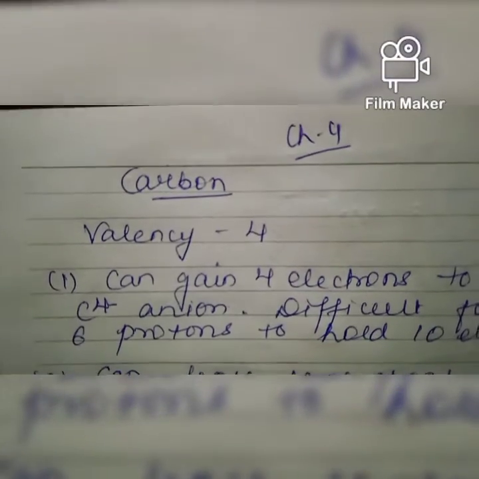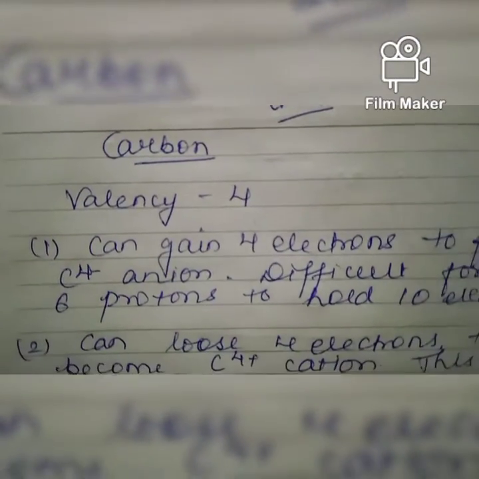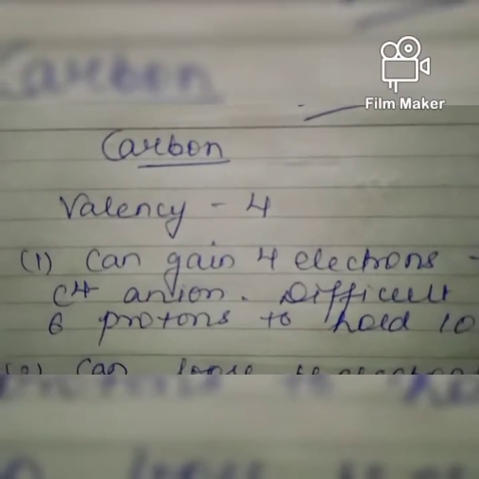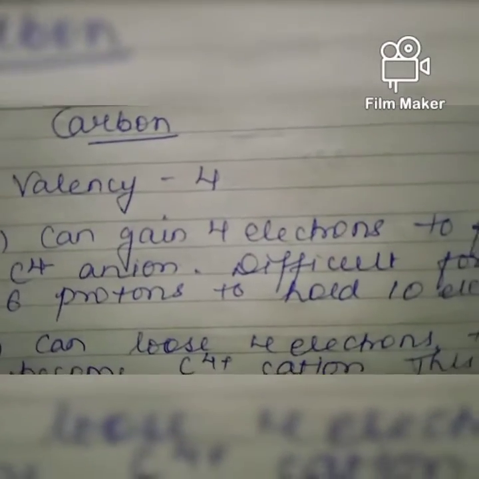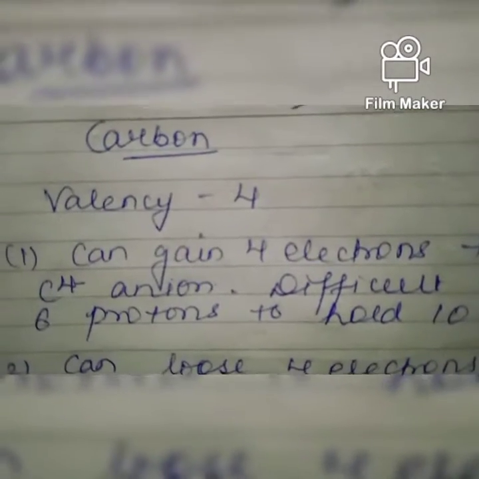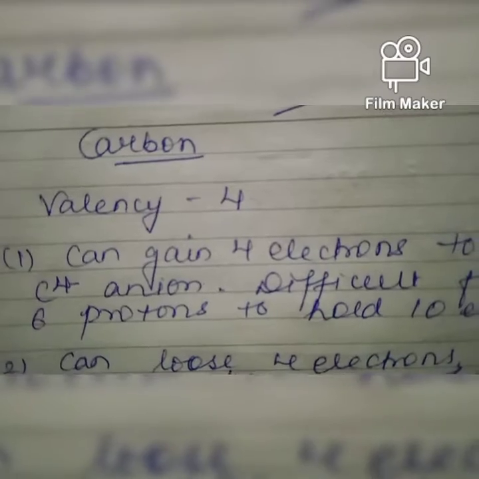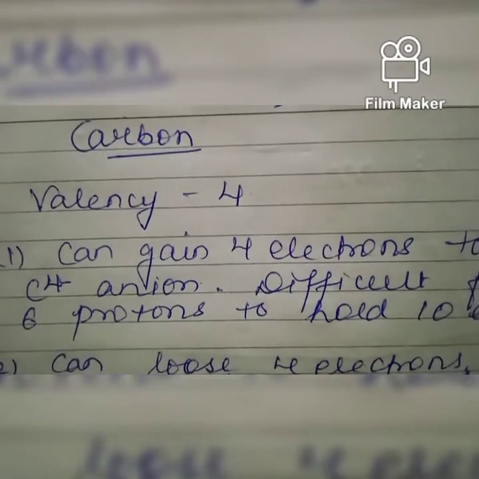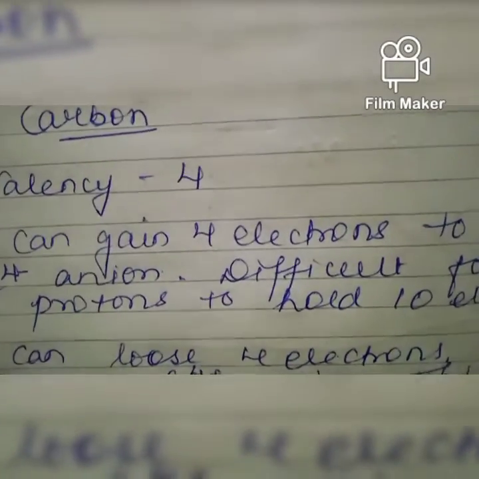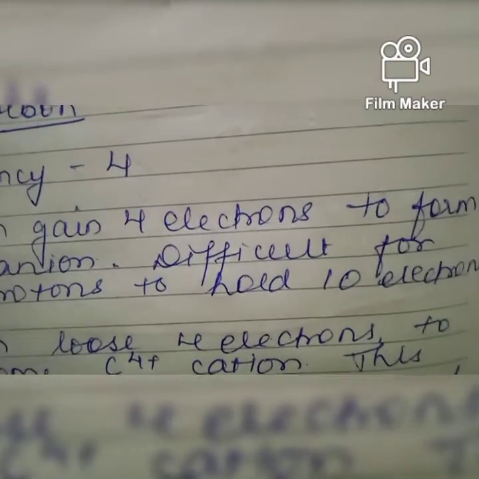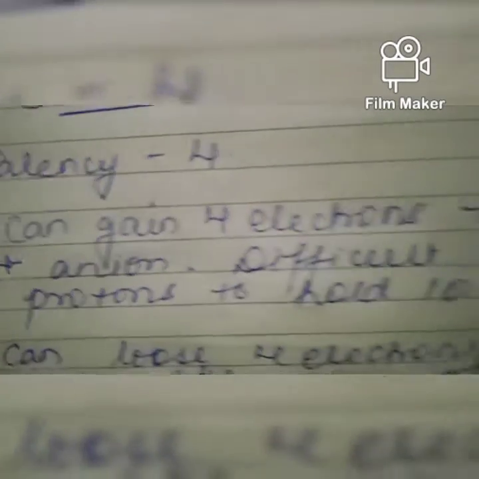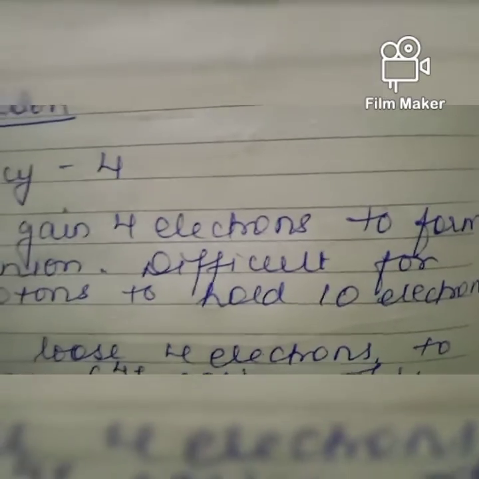Continuing with our chapter, carbon and its compounds, let's see again why carbon forms covalent bonds. Its valency is 4, and yes, it can gain 4 electrons to form an ion, but if it gains 4 electrons, that means it will be having 10 electrons. 6 were already there and 4 more will come. It will be having 10 electrons. So it will be difficult for 6 protons to hold 10 electrons.